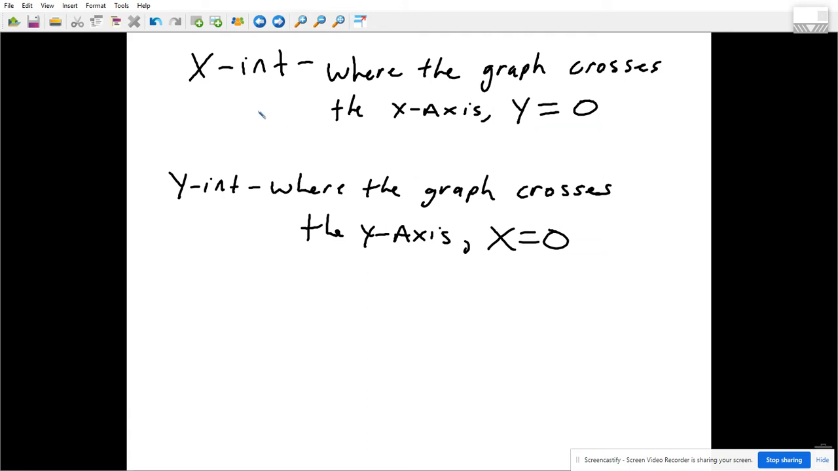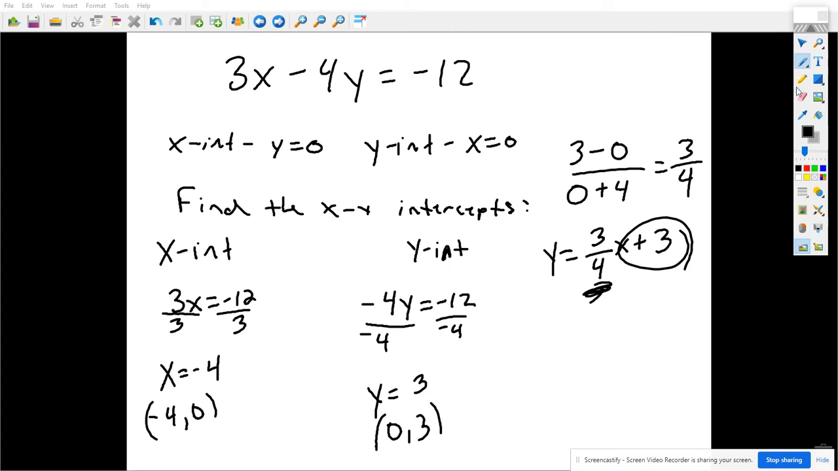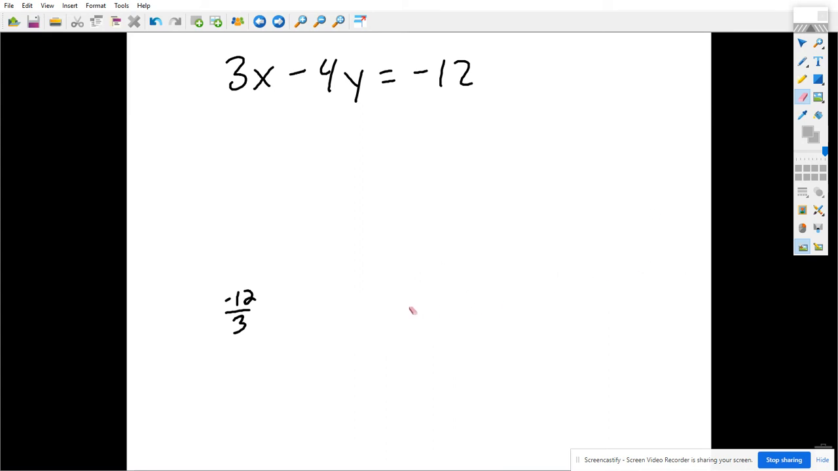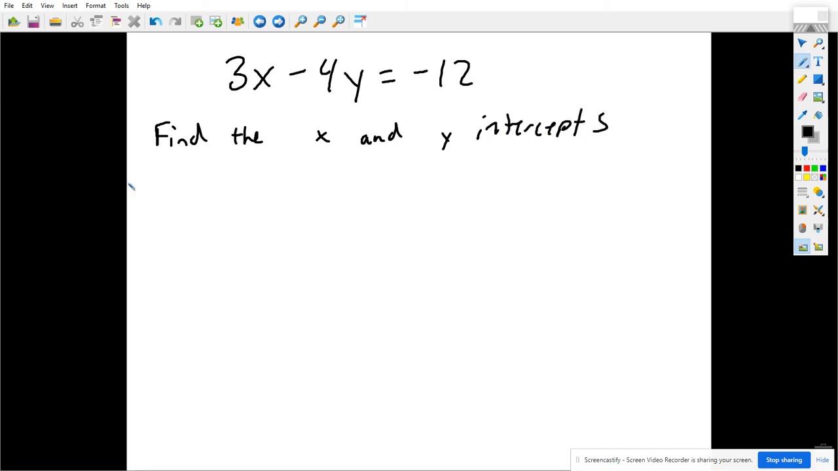Okay, so again, what is an x-intercept? The x-intercept is where the graph crosses the x-axis. And what is special about that point? The y value will always be 0. A y-intercept is where the graph crosses the y-axis, and the x value for that will always be 0. So if I ask you to find the x-intercept and the y-intercept of an equation, mathematically, how do I do that?